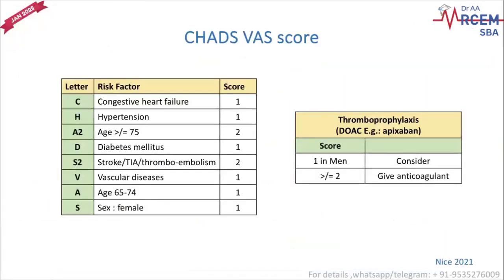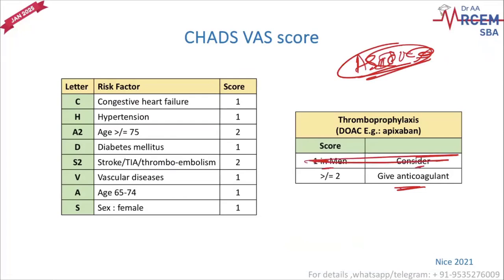I keep telling you the CHADS-VASc score. So this is the CHADS-VASc score. What you need to remember is that aspirin is no longer given. Aspirin is no longer considered; it is not effective. If you want to give something, give an anticoagulant directly. In male patients, if the score is 1, you can consider one, but forget this part. Anyone, male or female, with a score of 2 or more, you give an anticoagulant. This is according to the NICE guideline of 2021.